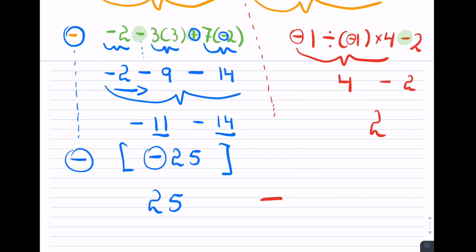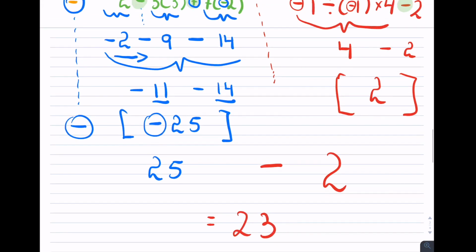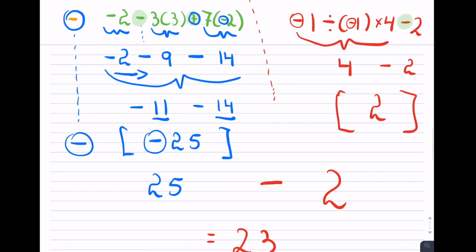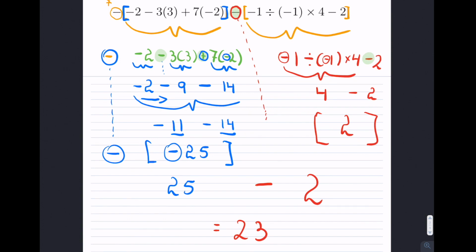And again, don't forget, we have minus that whole big bracket, which was 2. 25 minus 2 is 23. And that completes our question right there.